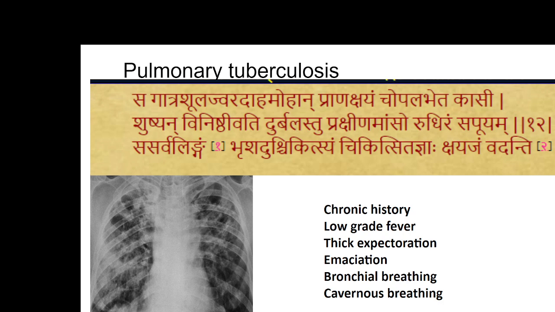Tuberculosis, of course, is a mycobacterial infection which is transmitted through the respiratory passages, and it produces granulomas and later results in fibrosis. And the clinical signs are chronic history, low grade fever, thick expectoration, and usually a cough which is persisting for more than 3 weeks, emaciation, bronchial breathing or cavernous breathing, hematemesis could be there, and in the majority of patients it could be triggered due to reduced immunity like diabetes and HIV, etc.